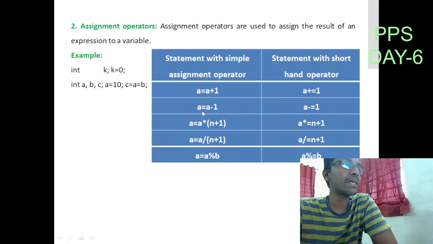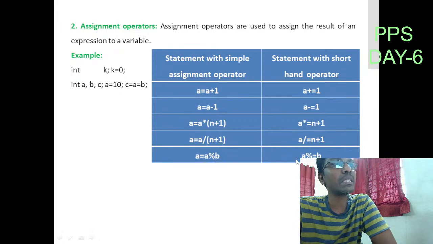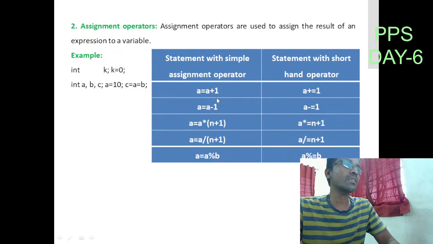Similarly, the next assignment operator is a equal to a minus 1, which you write as a minus is equal to 1. Similarly, a is equal to a into n plus 1 is written in shorthand as a into is equal to n plus 1. Next is a is equal to a by n plus 1, written as a by is equal to n plus 1. And the last one, a is equal to a modulus b, is written as a modulus is equal to b. So you write the actual assignment operator in the form of shorthand operators.